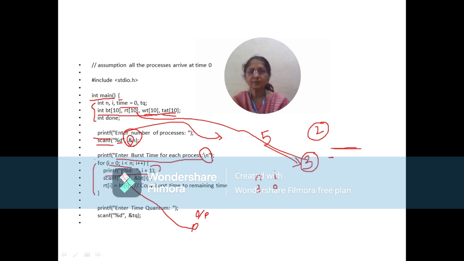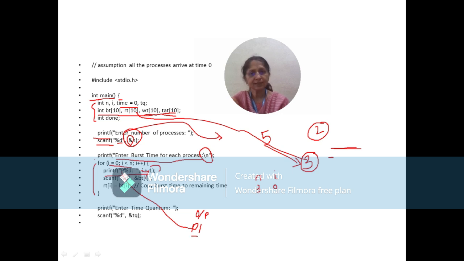And then there is %d. So this %d will be replaced with the variable. What is the variable? Variable is i, but i plus 1 means whatever is the value of i, 1 is added to it. So what is the value of i? 0. 0 plus 1 is 1. So this printf will display P1.